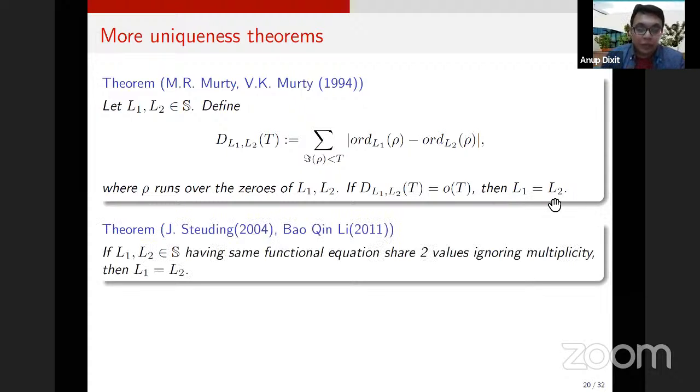Now, if you ignore multiplicity, things become much harder, and this is a rather deep result of Jörn Steuding and Bao Qin Li, who showed that if L1 and L2 are in the Selberg class with the same functional equation, and if they share two values ignoring multiplicity, then they must be the same.